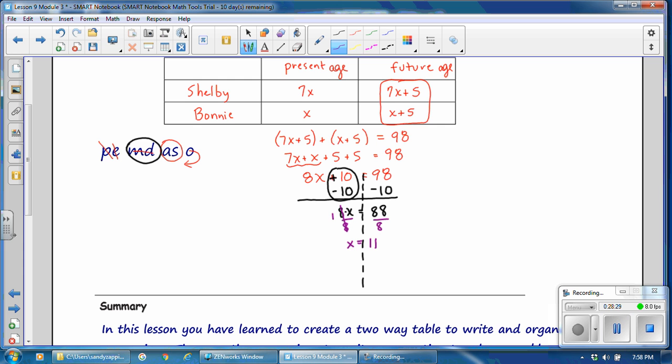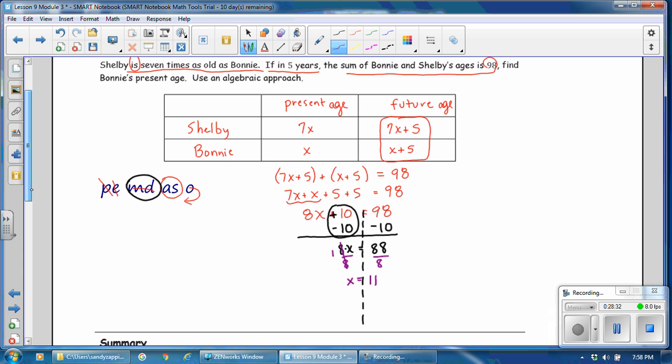So we have solved for the variable, but the question was asking, find Bonnie's present age. So x equals 11, and x is Bonnie's age. So that means that Bonnie is 11 years old. And you always want to be careful because sometimes they'll ask about one person or the other. If the question said how old is Shelby, then you would have to multiply 7 times 11, and Shelby is 77 years old then. So be careful about which question they're asking.